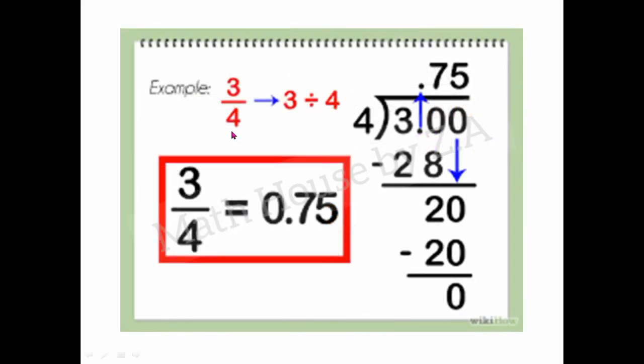3 upon 4, you can write it as 3 divided by 4. 3 is the numerator and 4 is the denominator. We put 3 under the division sign and we put 4 outside the division sign. So let's start. 4 can't divide 3, as you can see in the previous example.